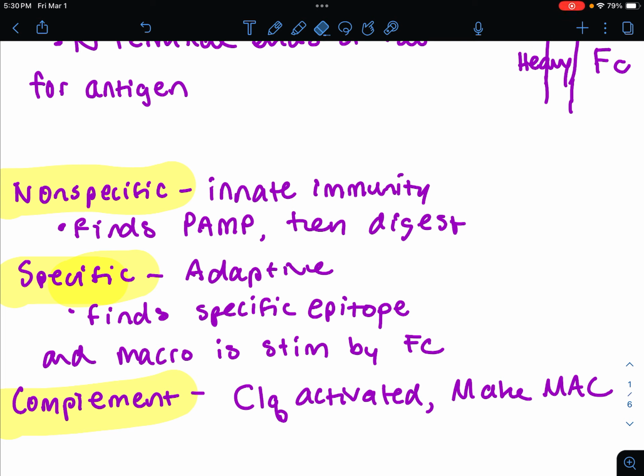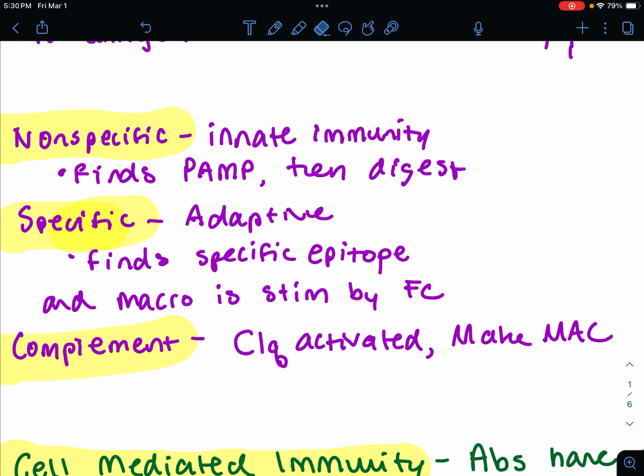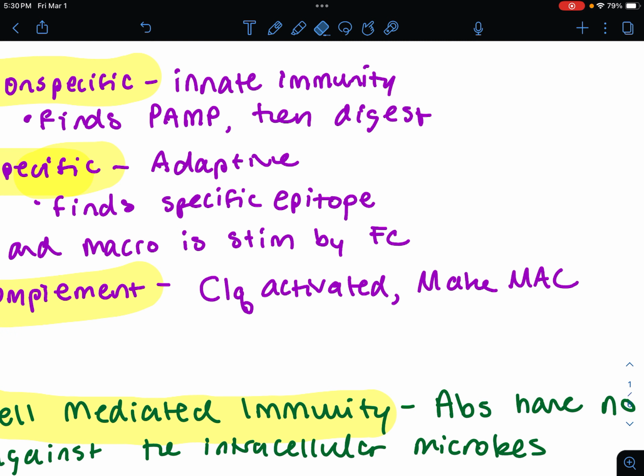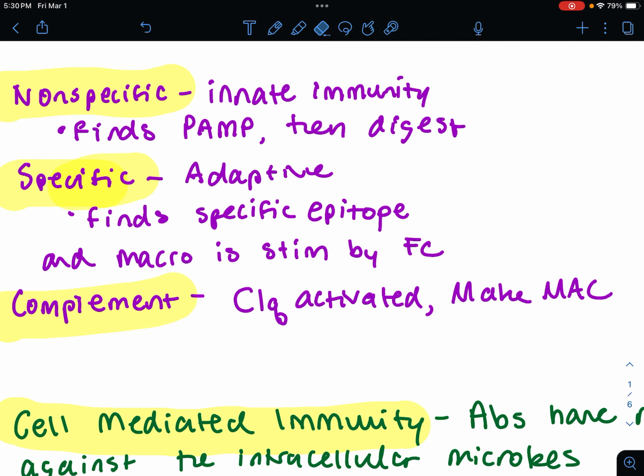All right, specific immunity. This is going to be like the adaptive system. The antibody will bind to the specific epitope on the pathogen surface, and this is going to allow them to then stimulate a macrophage to take care of that pathogen, and the macrophage is going to be stimulated by the Fc region of the antibody.